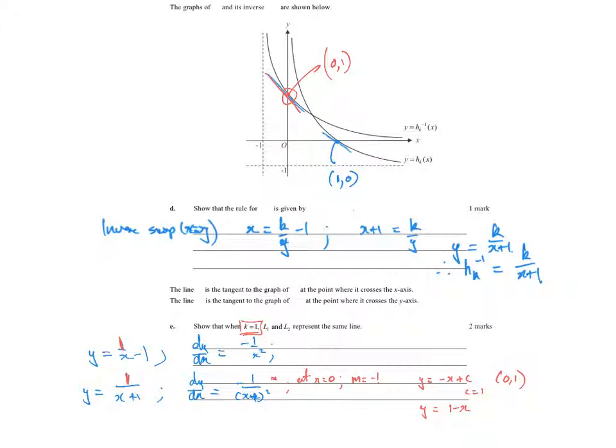If I go to green, say, for this point here, there's my gradient. I'm interested at the point x equal to 1, and the gradient at x equal to 1 is equal to negative 1. So I've got y equals negative x plus some c at the point (1, 0). If I put the point (1, 0), y equal to 0, x is equal to 1, which means c is equal to 1. y is equal to 1 minus x. Therefore, L1 equals L2 if k equals 1.